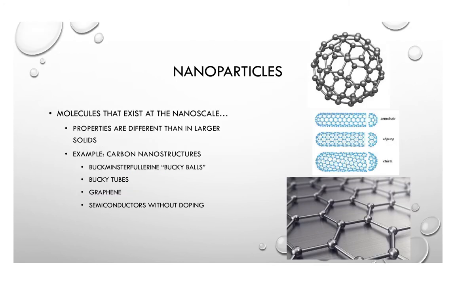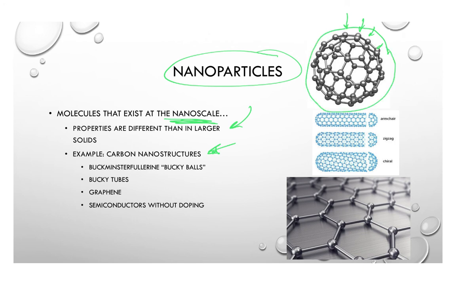The last kind of material we want to talk about is nanoparticles. These are molecules that exist at a nanoscale. They have properties that are different than in larger solids, and probably the most famous of these are carbon nanostructures, where you take carbon atoms and you arrange them in specific ways. The first one of these that was discovered was this molecule right here, carbon-60, which is known as Buckminster fullerene or buckyballs. They then took these and they cut off ends of them and figured out how to make them into longer tubes, which we would call bucky tubes.